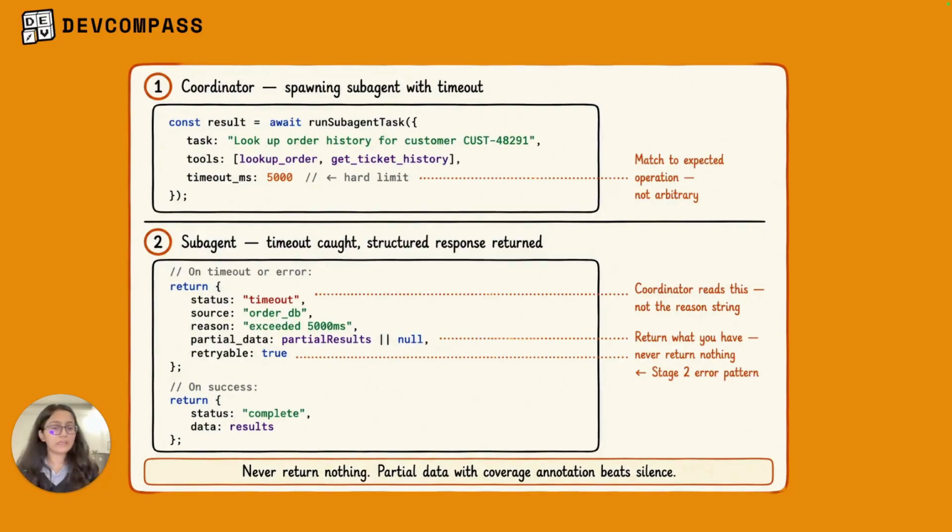The category is timeout. The retriable flag is true. The data field contains whatever partial results were available. So the coordinator reads the status field. If it is complete, it will synthesize normally. If timeout, acknowledge the gap. If conflict, surface it. So the coordinator's system prompt includes very, very explicit instructions for each case.